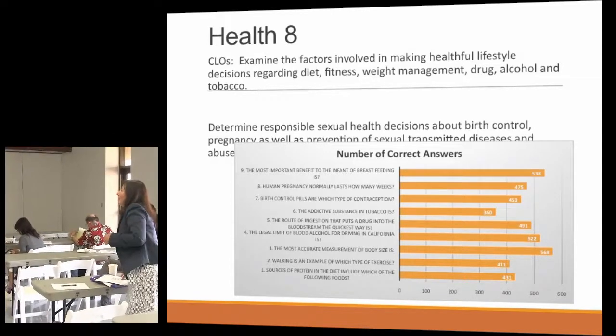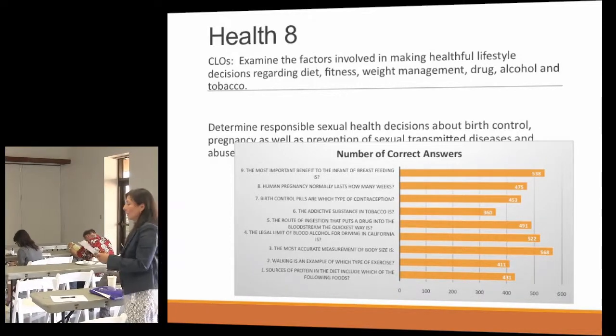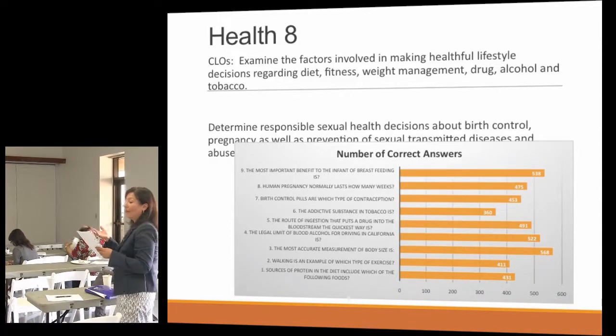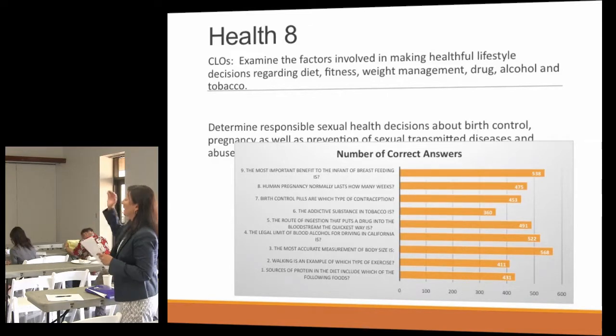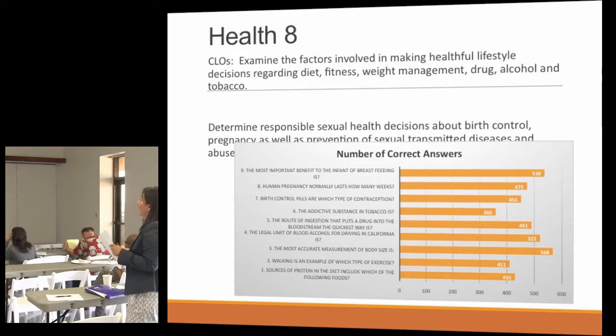So what they were doing was that their learning outcome was to examine the factors involved in making healthful lifestyle decisions regarding diet, fitness, weight management, drug, alcohol, and tobacco. Determine responsible sexual health decisions about birth control, pregnancy, as well as prevention of sexually transmitted disease and abuse. All 8 health instructors were asked to report the scores on a 9-question multiple choice test.